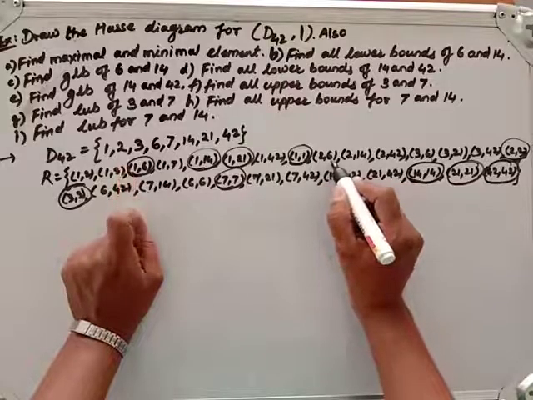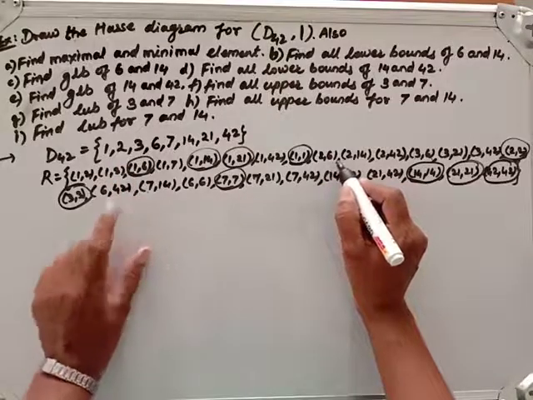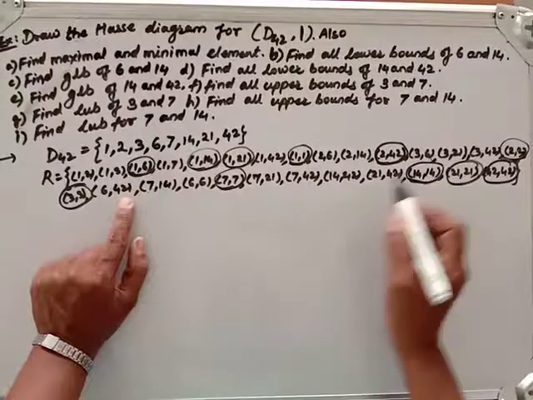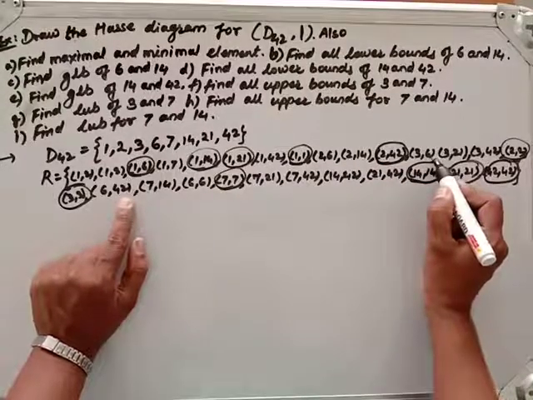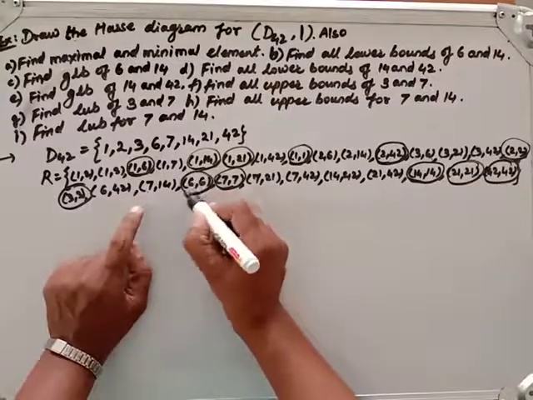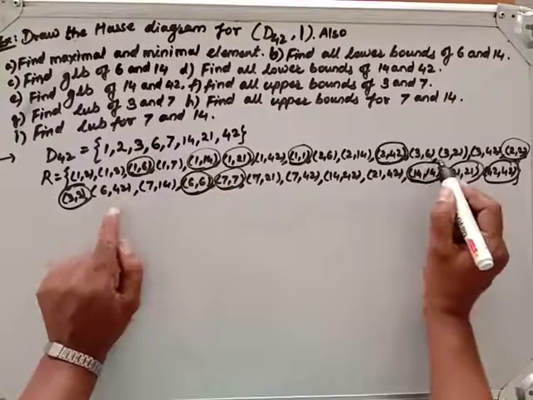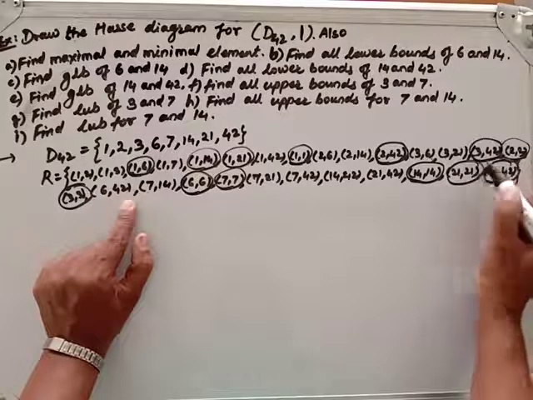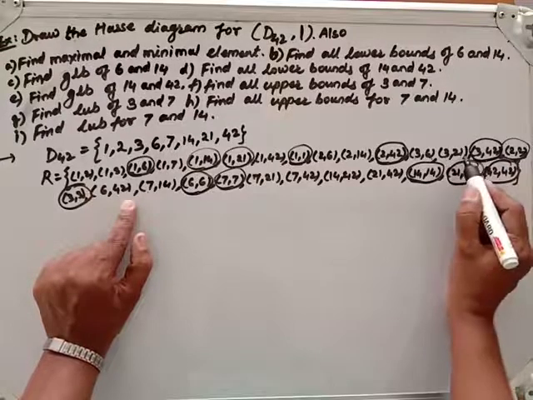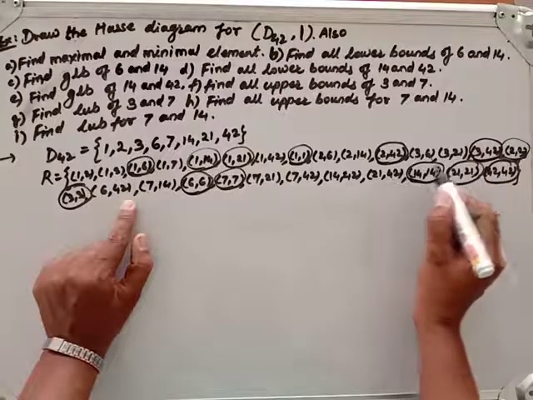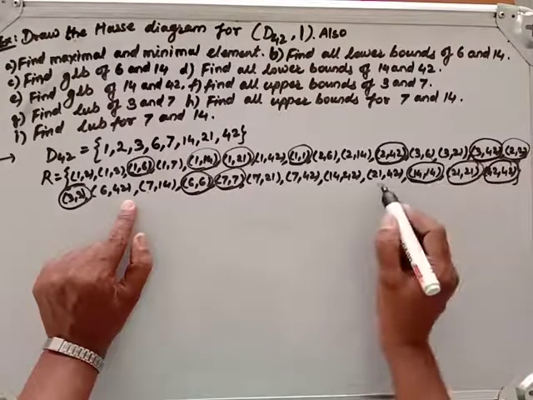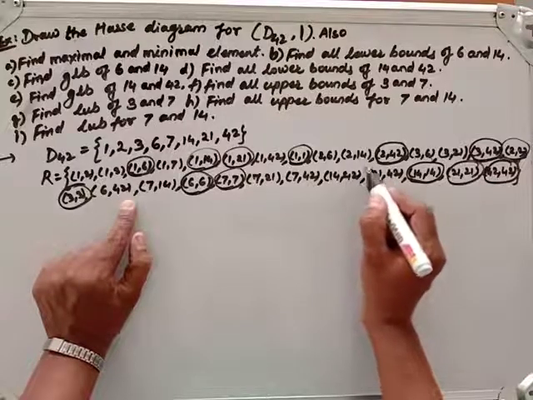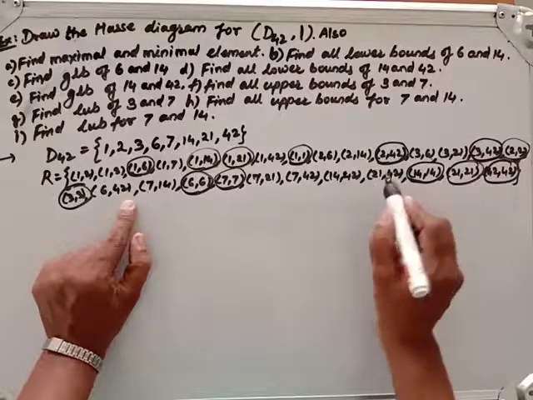So now 2 related to 6 and 6 related to 42. So 2 related to 42 is removed. 3 related to 6 and 6 related to 42, so 3 related to 42 is removed. Fine. Now 3 related to 21, 21 related to 42. So 3 related to 42 is removed already. Now 2 related to 14, 14 related to 42. So 2 related to 42 will be removed.